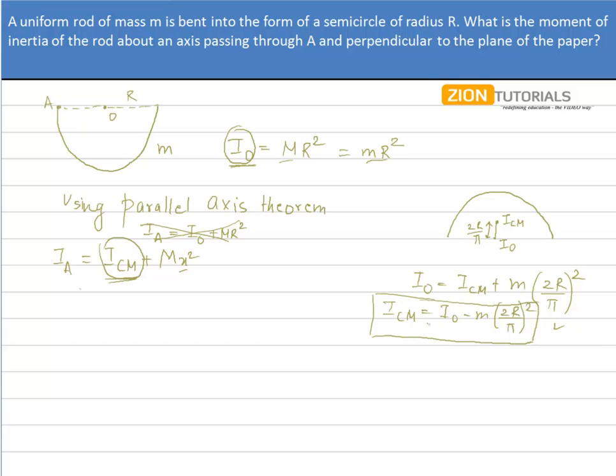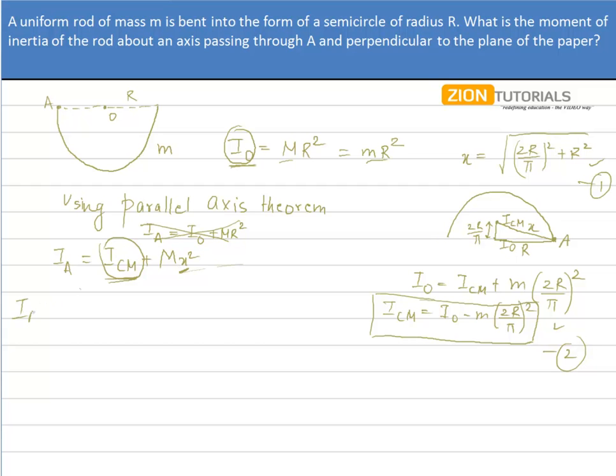I got ICM. Now I need IA, and for IA I also require x, the distance between the center of mass and the point A. I know that this distance is r, so I can complete this triangle: this side is 2r by pi, and this is r. If this is x, then from the triangle x is the hypotenuse, equal to the square root of (2r by pi) whole square plus r square. I'll put these two things into the formula.